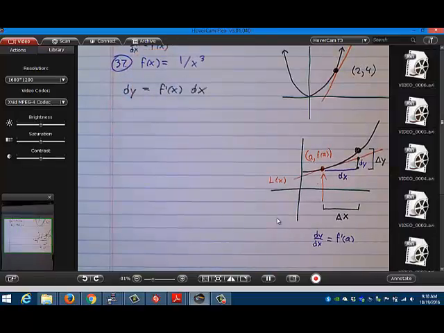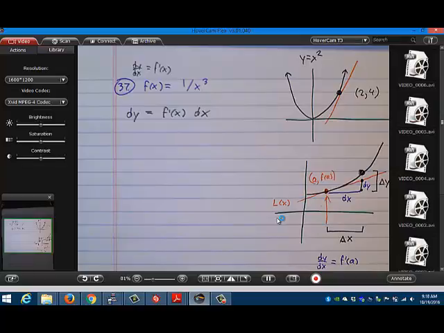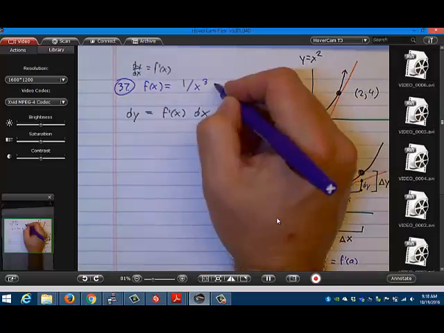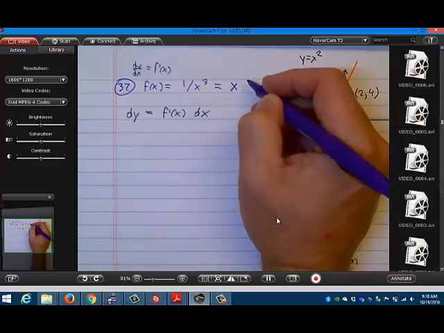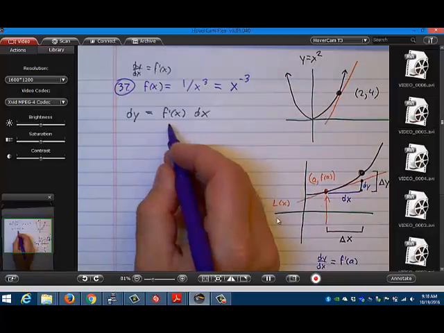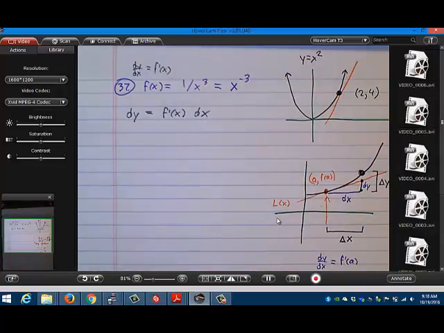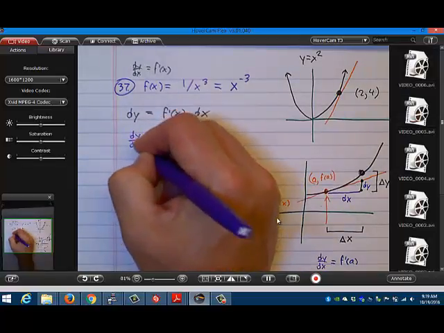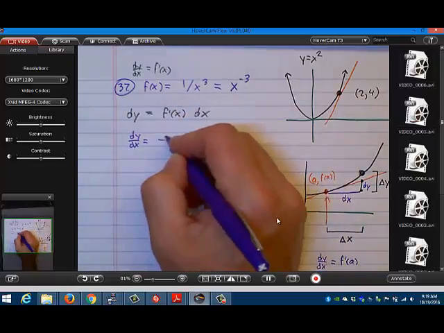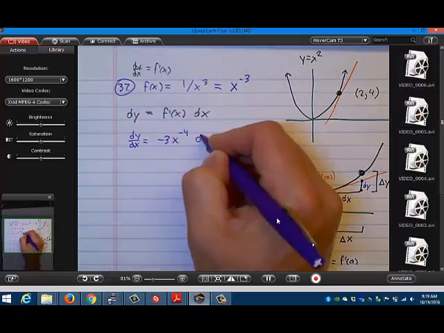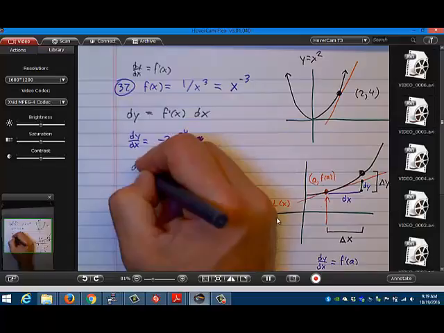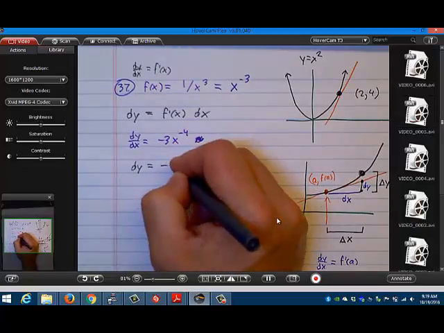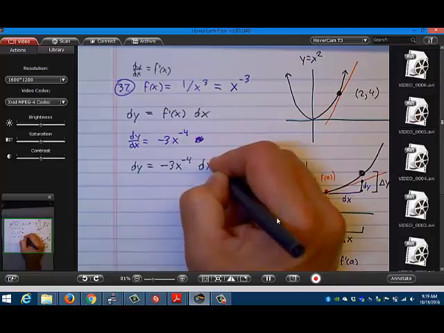Now, if I want to compute f prime of x for problem 37, how are you going to write f of x? First, we'll write f of x is equal to what? X to what power? Negative third. So I could say that f prime of x here, okay? One thing I could do is say that dy dx is equal to negative 3x to the negative 4, right? And so the way to write that using differentials is we say dy is equal to negative 3x to the negative 4 dx.